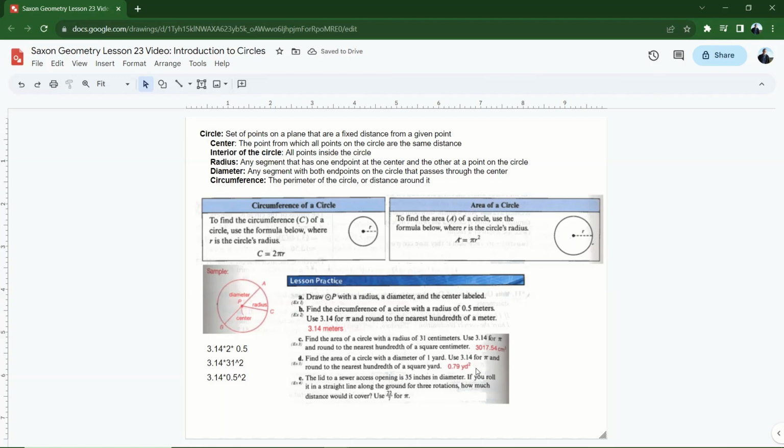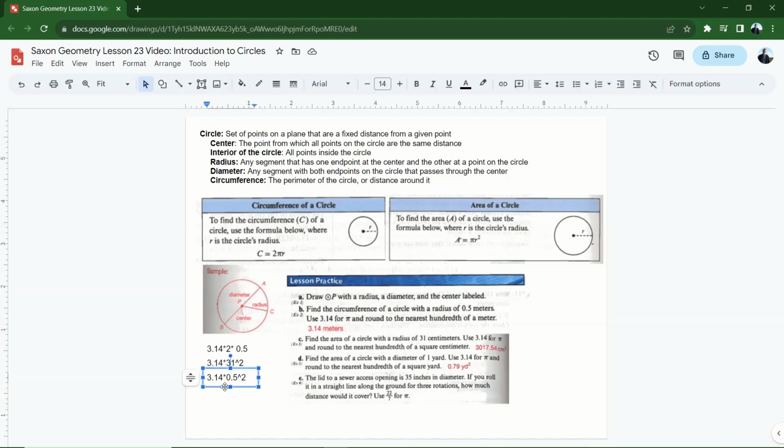That's a key though. If you're given the diameter and you need the radius, you need to remember to divide the diameter by 2. The radius is always half the diameter. And lastly, a real-world problem. The lid to a sewer access opening is 35 inches in diameter. If you roll it in a straight line along the ground for 3 rotations, how much distance would it cover?